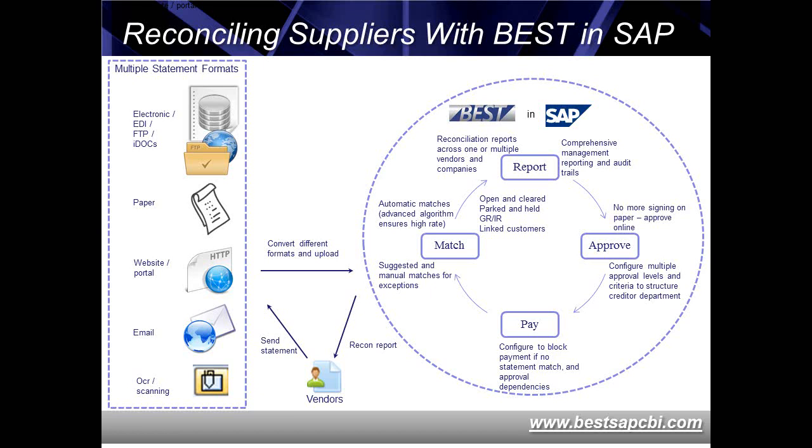Or if you, for example, collect rebates using a customer account, these will also be matched. Moving with the circular flow, the reconciliation report is then immediately available at the press of a button. You can run this for a single vendor or for multiple vendors. For example, you could run the reconciliation report for an entire company.